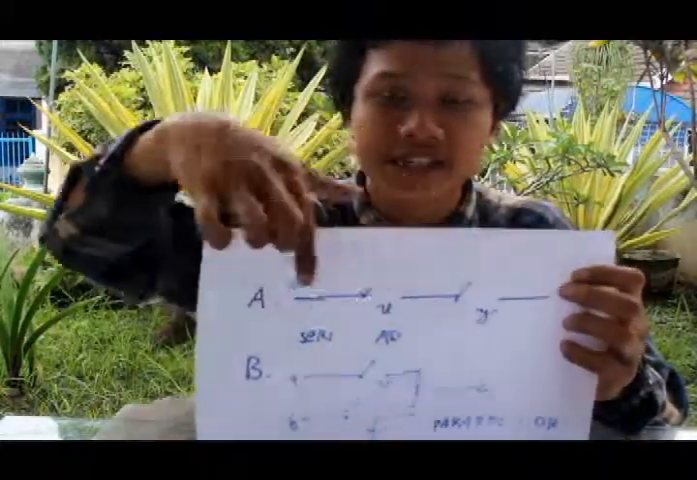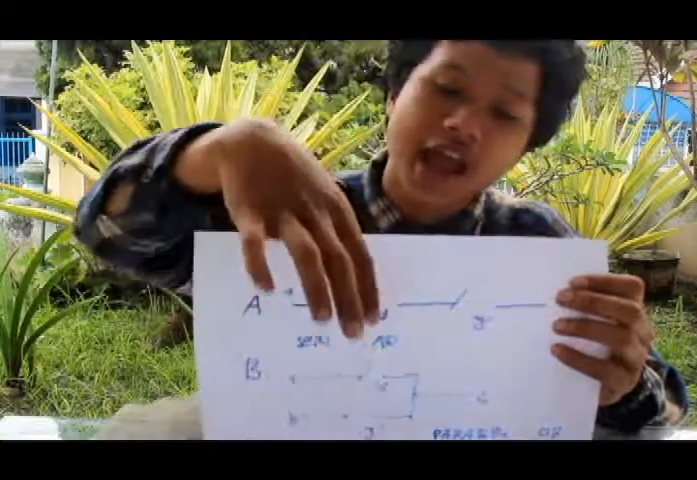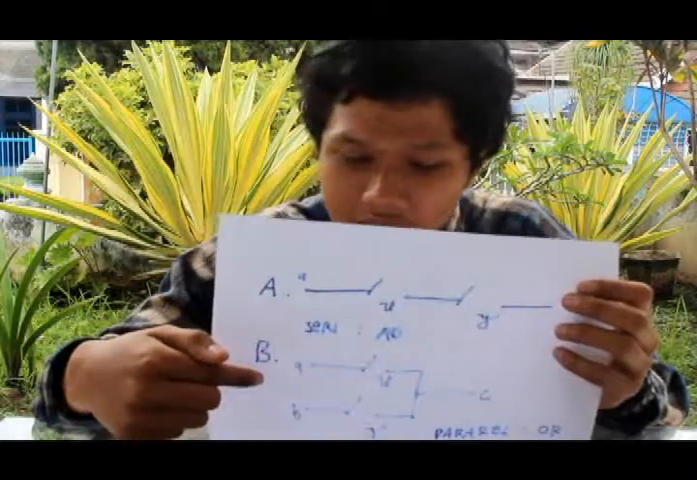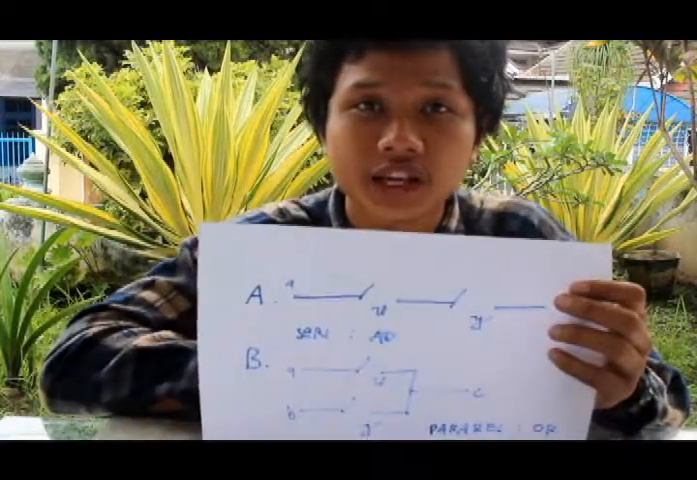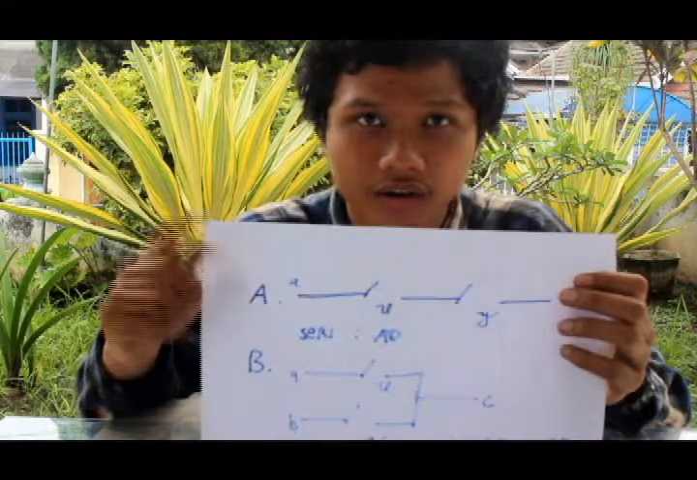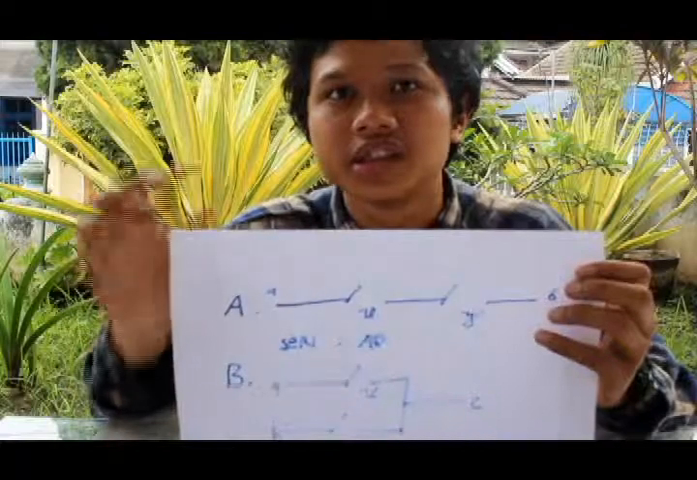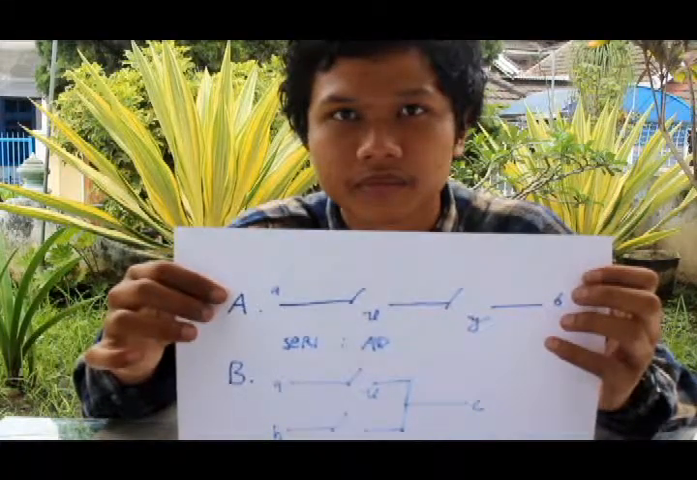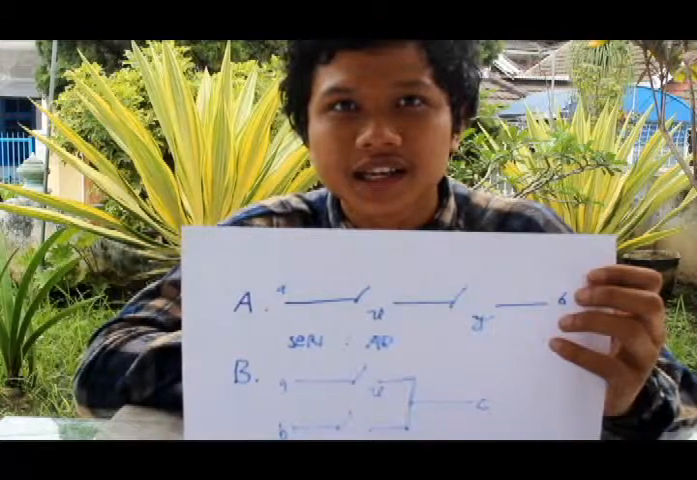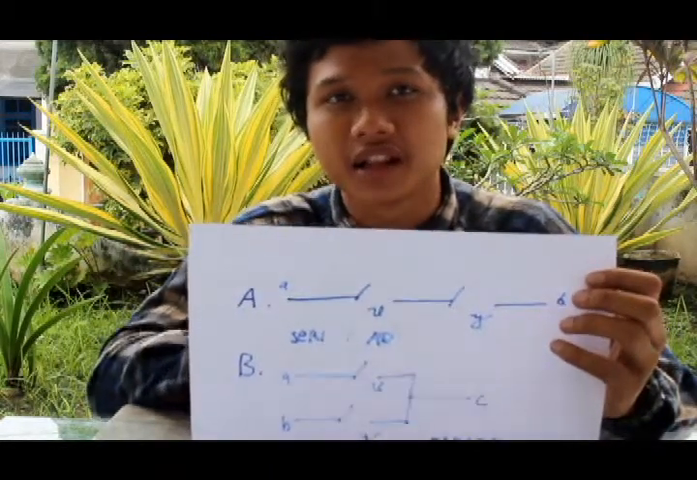A series combination is the logic AND, and a parallel combination is the logic OR. You can see this picture. Okay, and next, digital combination.